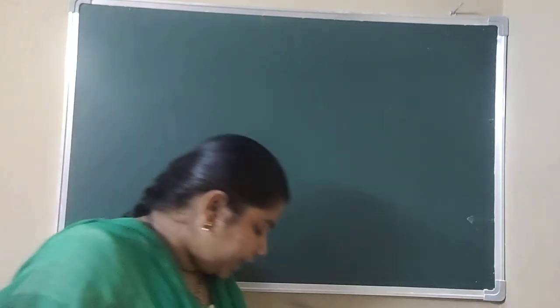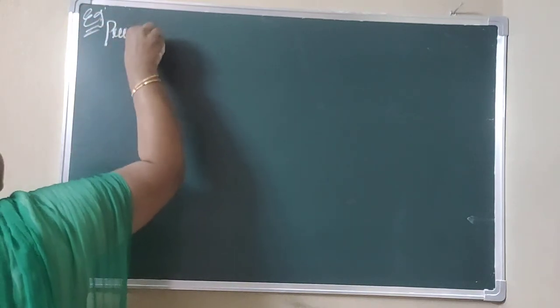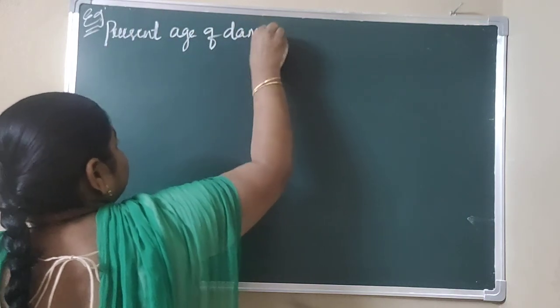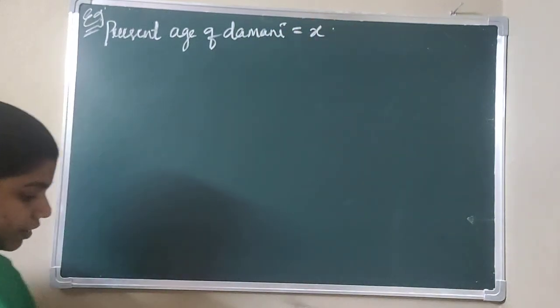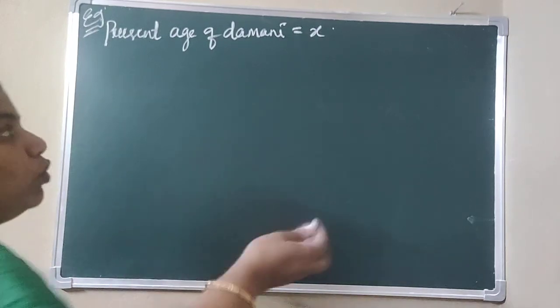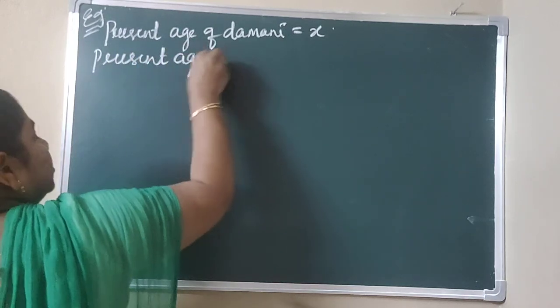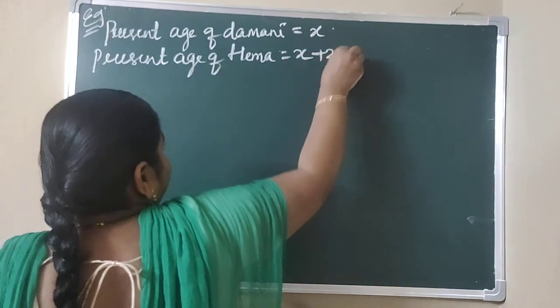So here first we will write the present ages. The present age of Damini, I am taking as x. And about Hema, what they told, Hema is 24 years older than Damini. 24 years older means more. So the present age of Hema is how much? It is x plus 24.